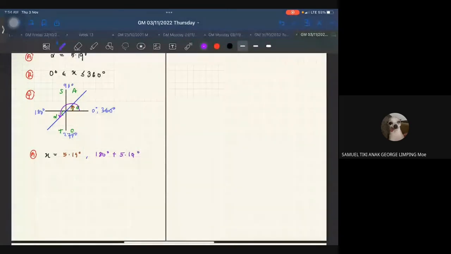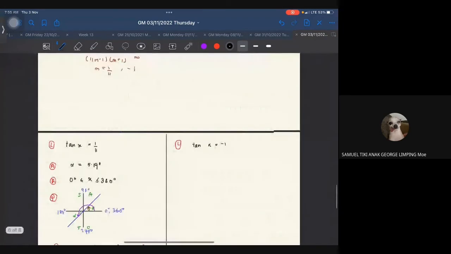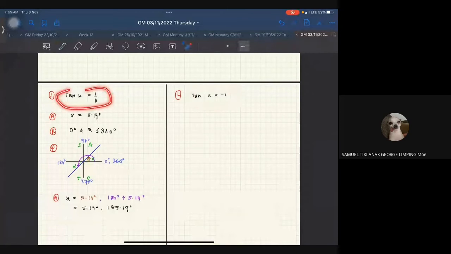Okay, so solvekan saja. So you are going to get 5.19 and then 180 plus 5.19 is 185.19. Okay, settle. Okay, tapi ini baru untuk yang sebelah kiri. Oh, kita buat untuk yang sebelah kanan pula. Okay, so you need to also solve for this one. So yang ini baru settle for this one. So settlekan yang ini pula.